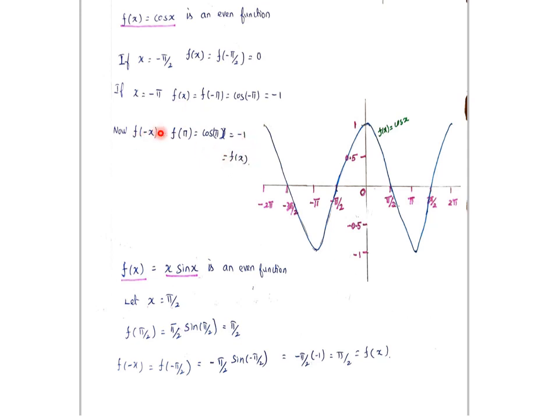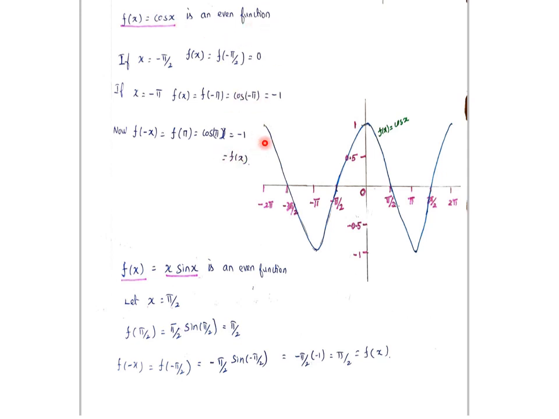Now, f of minus x is equal to f of x. Hence, it is an example for even function. Similarly, for all the values, minus pi, minus 3 pi by 2, minus 2 pi, we can prove f of minus x is equal to f of x. So, f of x equal to cos x is an example for even function.